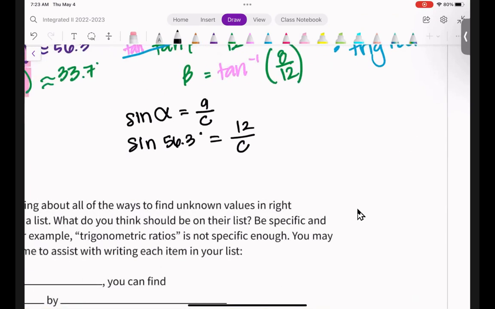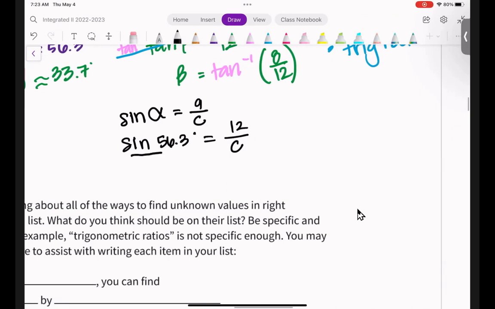But I'm going to switch these two. And if you're like, Miss Johnson, these aren't proportions, I'm going to just divide by 1, and now it is, right? So I'm going to switch sine of 56.3 and C. If you don't believe me, you can multiply by the denominator and then divide by sine of 56.3, and you'll see it comes out the same. So C equals 12 over sine of 56.3 degrees.